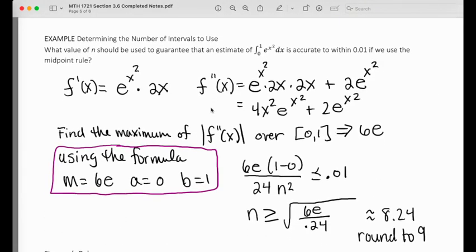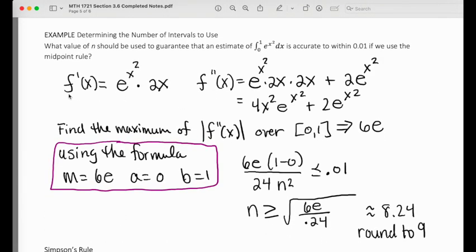To find m, we have to find the second derivative. So here's the first derivative. I take e to the x squared, and then because I have this inner function, x squared, using the chain rule, I have to multiply by the derivative of the x squared, which gives me 2x.